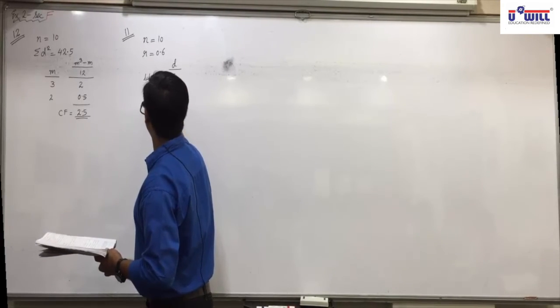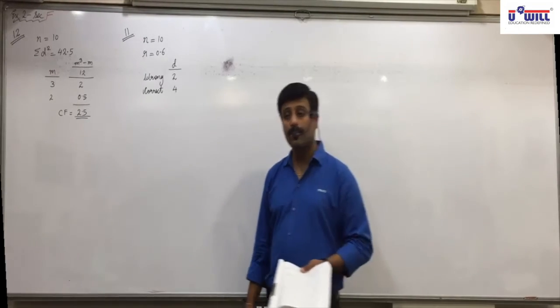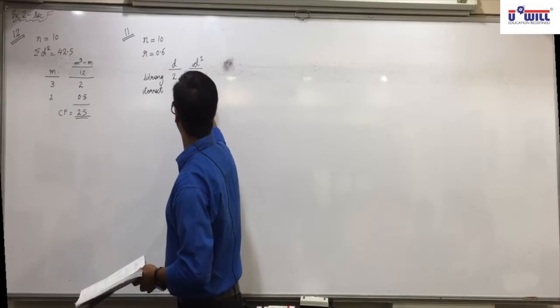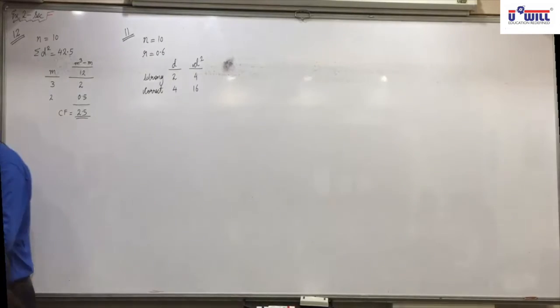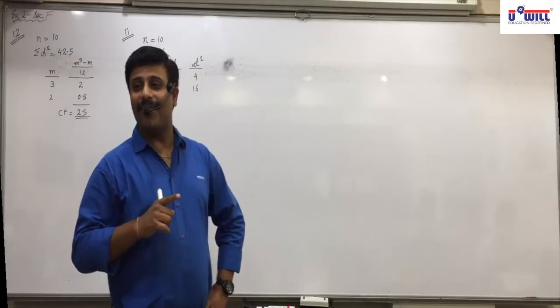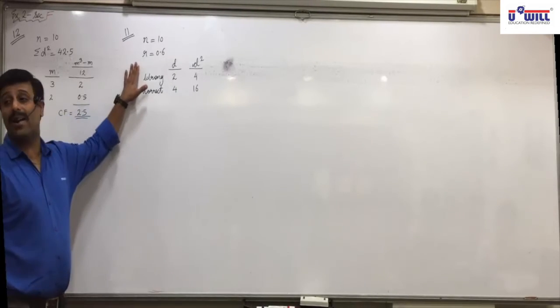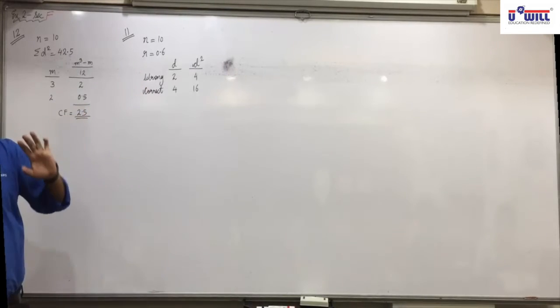Instead of 4 means correct is 4. Any confusion? No. So the D square taken wrongly is 4 and correct is 16. Now, what shall we do for it? First we will find the wrong sigma D square, applying the formula of R. If you apply the formula of R, only sigma D square is missing.